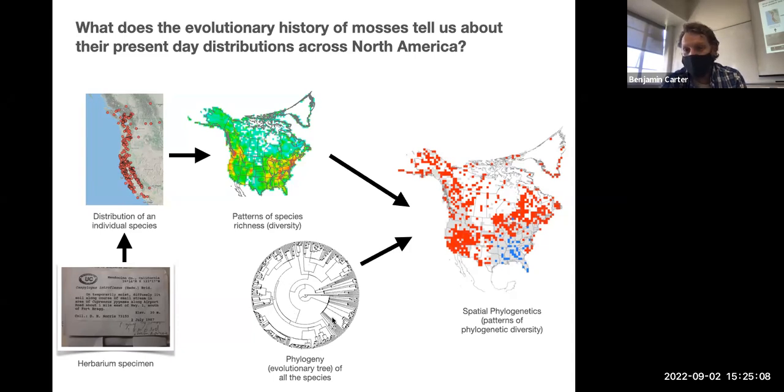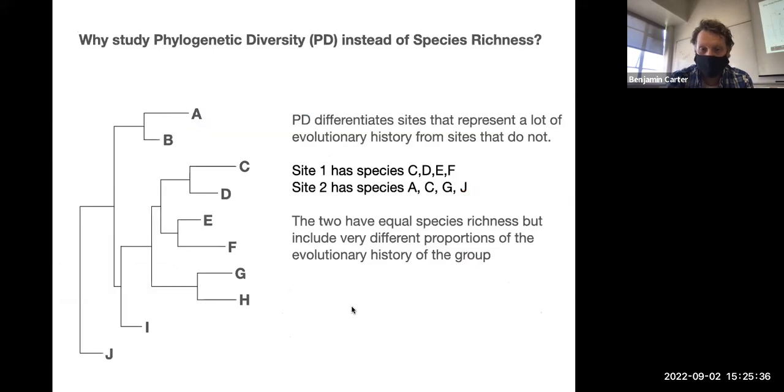And then we can go to GenBank and get DNA sequences for a lot of these species, and so we can make evolutionary trees. So then you have a map overlaid on a phylogeny, or an evolutionary tree, showing how all these things are related. Then we can do what's called spatial phylogenetics, which is an emerging field that studies spatial patterns in evolutionary history. So we're looking not at patterns of species diversity, but patterns of evolutionary diversity, which is different. Let's talk about how that's different in just a real simple case.